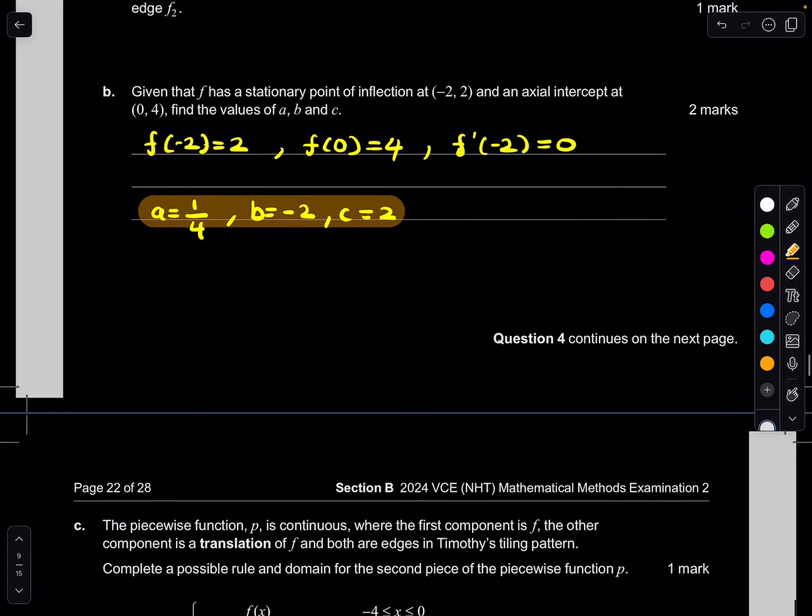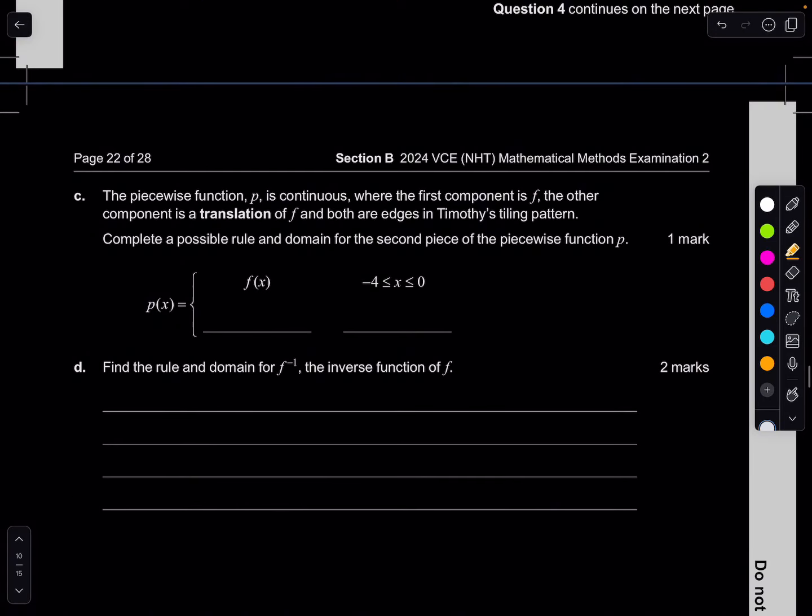Next question. Okay, so C. We tried this here. It says, the piecewise function P is continuous where the first component is f and the other component is a translation of f, and both are edges in Timothy's tiling pattern. Complete a possible rule and domain for the second piece of the piecewise function. So we have f of x, and basically what we need to know is that P is continuous. It's basically f, but it's only translated, and it's the edges of the tiling pattern.